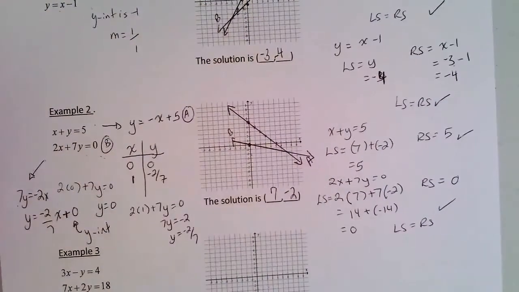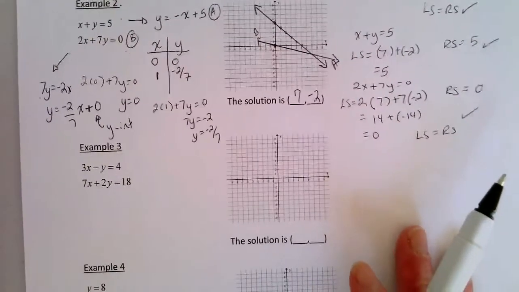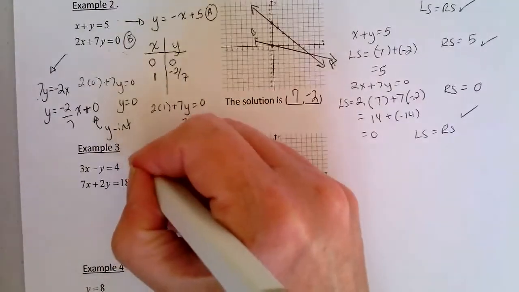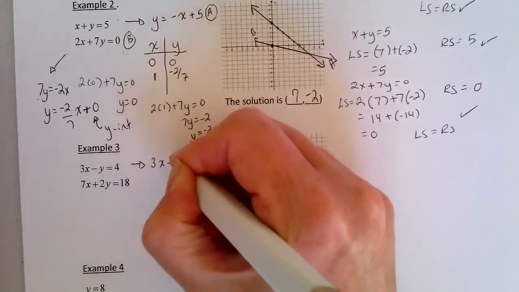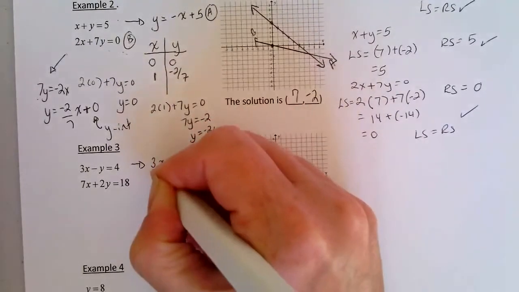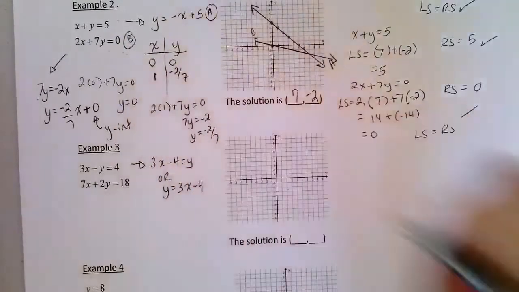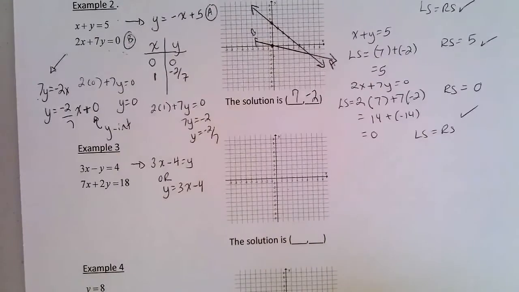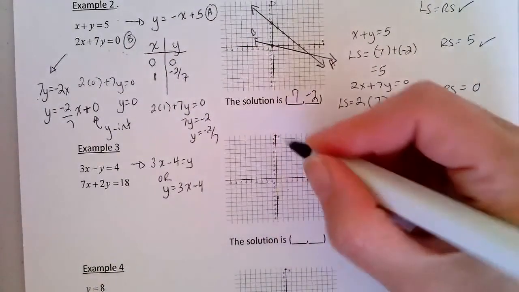In example number 3, we can do something similar. So we've got 2 equations. Neither one of them is in y equals mx plus b form, but this one here we can rearrange to get 3x minus 4 is equal to y, or you can write that as y equals 3x minus 4. So that means we have a y-intercept of negative 4 with a slope of 3.